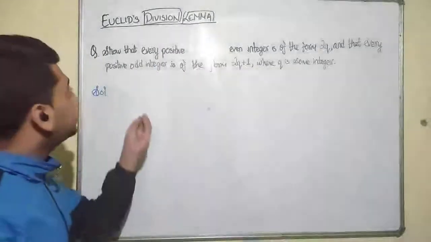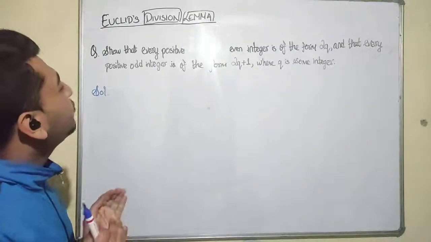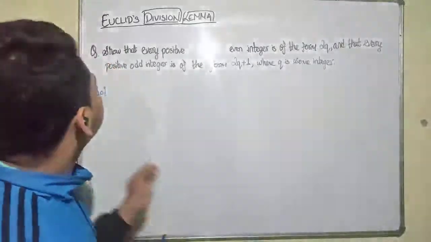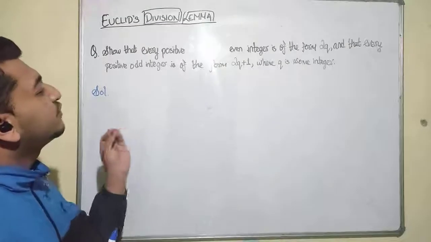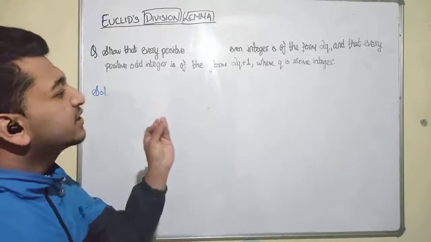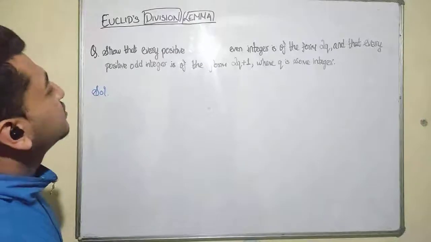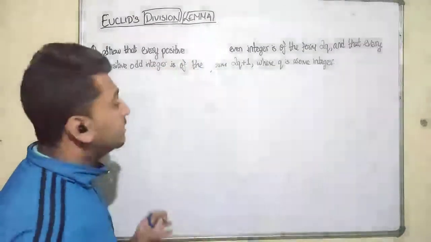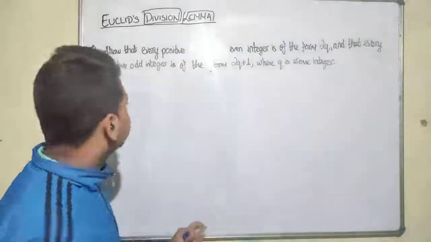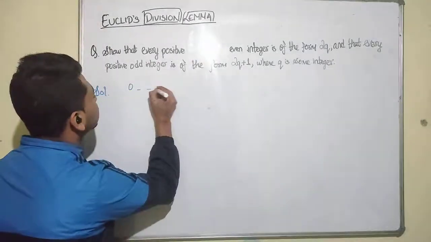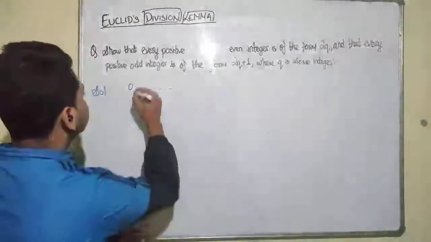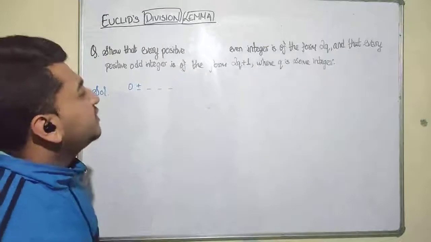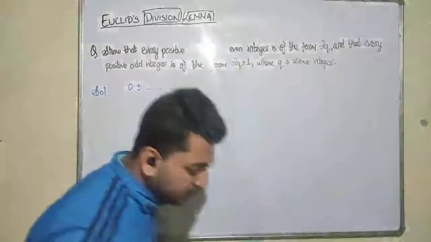Here we have our question: show that every positive even integer is of the form 2q, and that every positive odd integer is of the form 2q plus 1, where q is some integer. Positive integers are the numbers starting after 0, so they will be positive. So a positive even integer is of the form 2q.